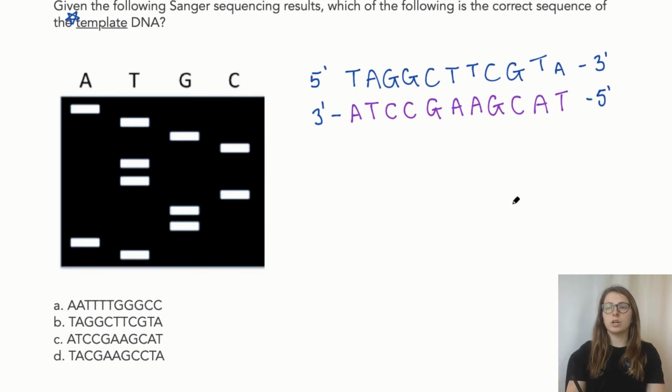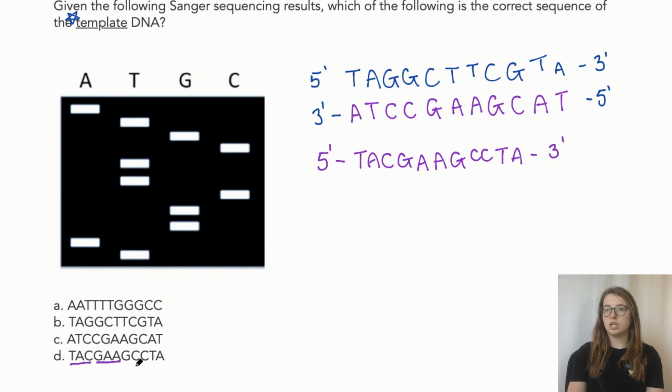And now we can actually look at our answer choices. So the convention when it comes to listing DNA sequences is to go from 5' to 3'. So if we're looking at our answer choices, generally speaking, we're going to want to convert our 3' to 5' strand into a 5' to 3' strand, where literally we're just going to copy the strand, but in the opposite direction. So if we look at our answer choices, the one that is in the 5' to 3' orientation is going to be D, because you can see we have TAC, GAA, GCC, TA.